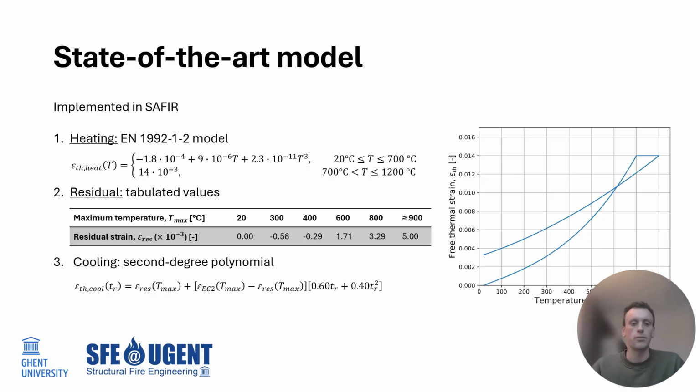Now, in Saphir, the model actually has three submodels. First, we have the heating model, which is basically just the Eurocode model. And secondly, we have the residual model, which is based on some tabulated values, and then they do linear interpolation in between those values. And it has a maximum of 900 degrees, meaning that if you go above, the residual strain actually remains constant. And then in cooling, what they have is they have a second degree polynomial fitted between 2 points, which are the residual point and the point at maximum temperature.